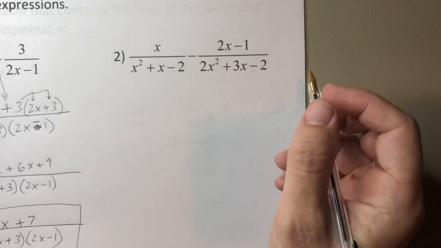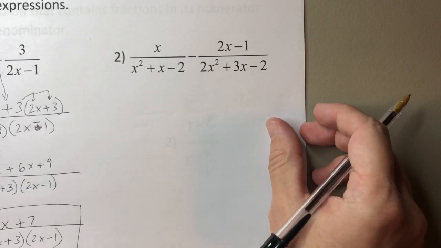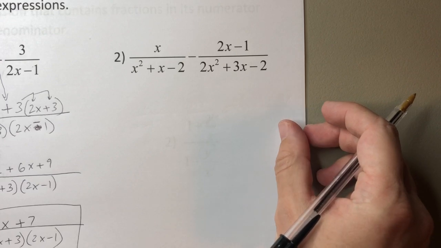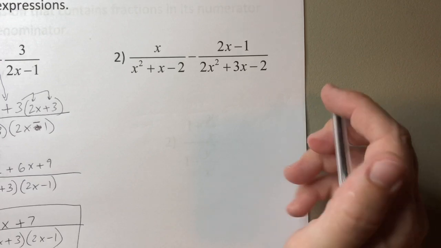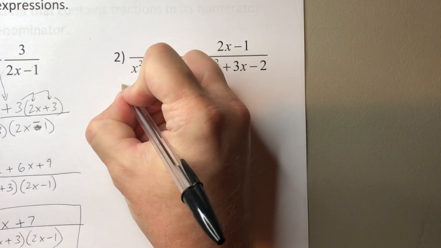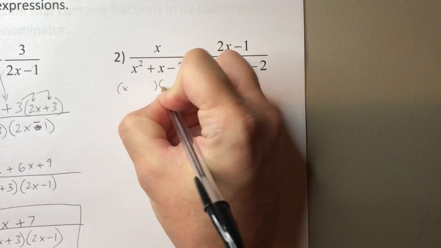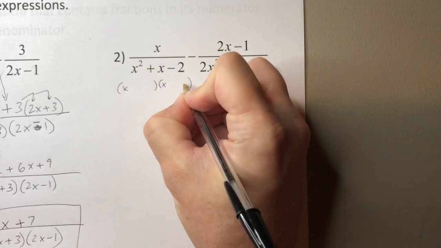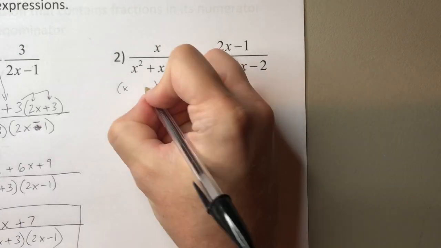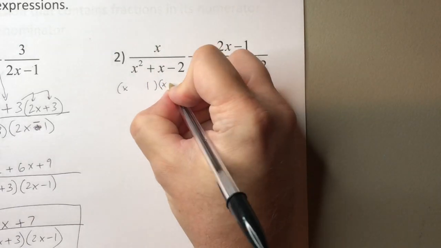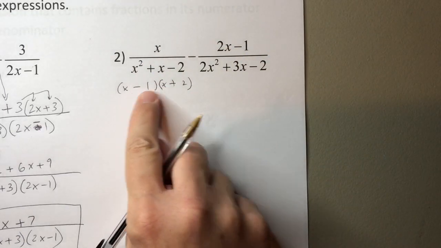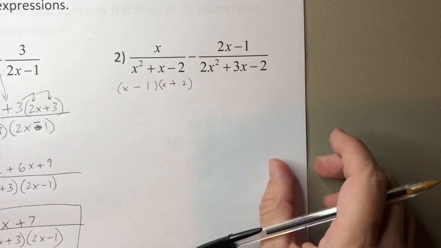All right, so the first move is to factor if possible. And it is possible in this case to factor. So let's go ahead and do that. Let's factor everything that is able to be factored. That's what you always want to try to do first here. So what do we get? We get this, x minus 1, x plus 2 for this first trinomial.